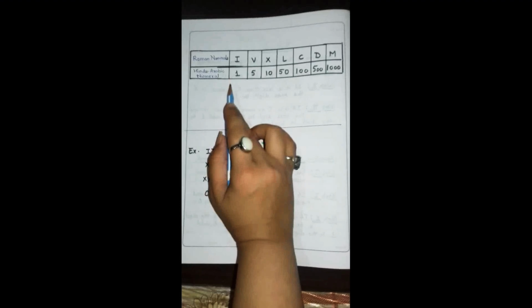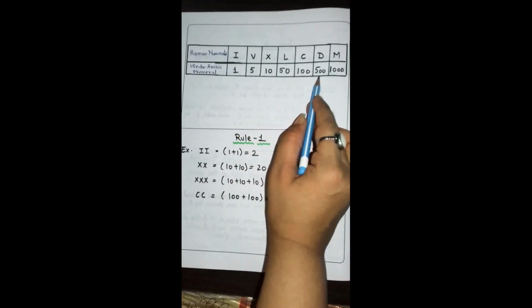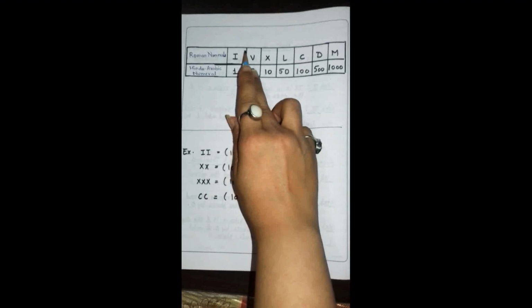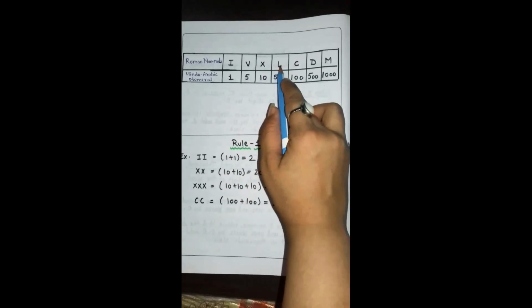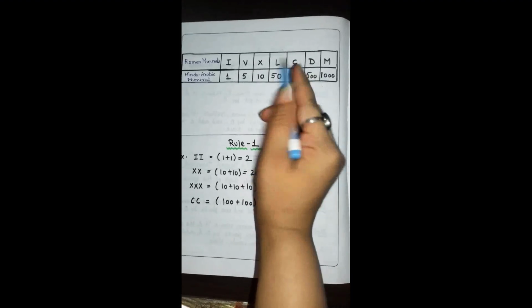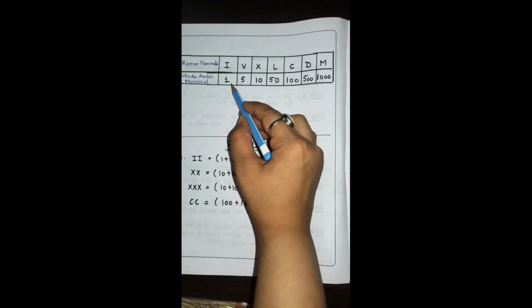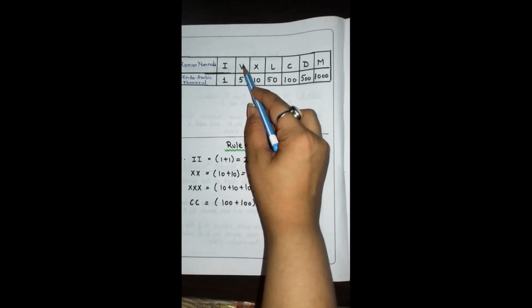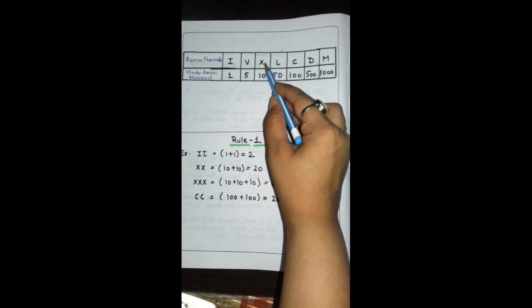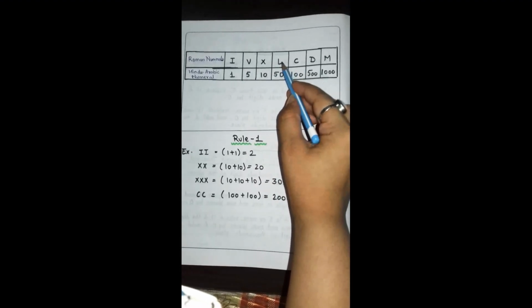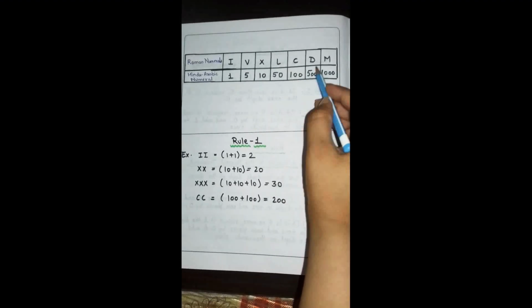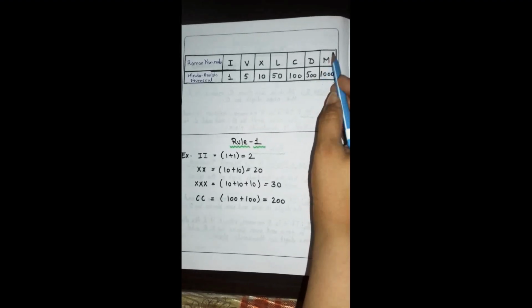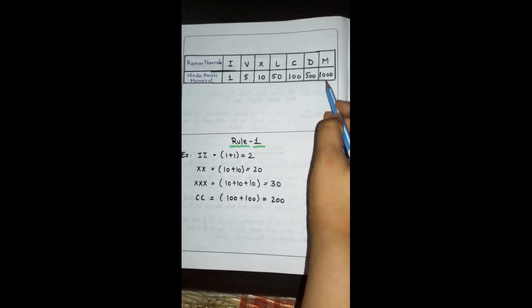Roman numerals and Hindu-Arabic numerals. Here we have 7 symbols: I, V, X, L, C, D and M. The first one is I, which means 1. Next V, which means 5. Third X, which means 10. L, which means 50. C, which means 100. D, which means 500. And M, which means 1000.